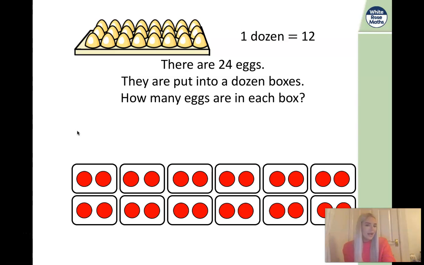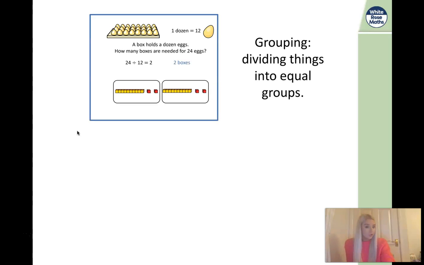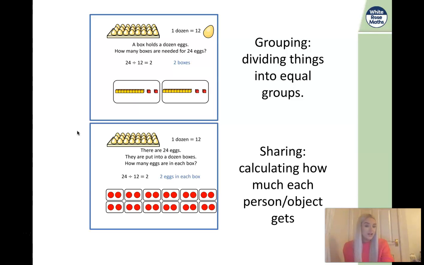Now, Year 4, how many eggs are in each box, please? Well done. There are 2 eggs in each box. So we know that 24 divided by 12 is 2. There are 2 eggs in each box. Fantastic. We've done 2 types of division there. We have looked at grouping, where we divide things into equal groups. We've also looked at sharing, where we calculate how much each person, or in our case, how much each object gets.